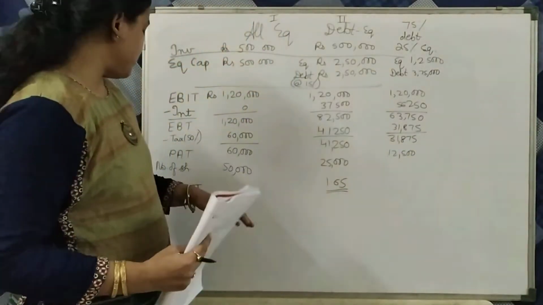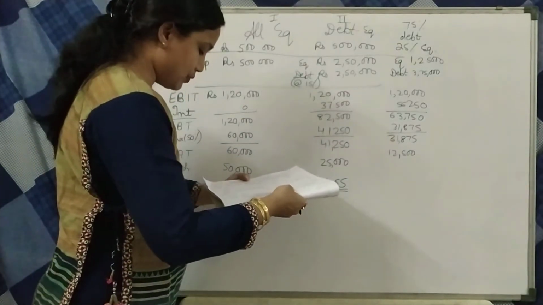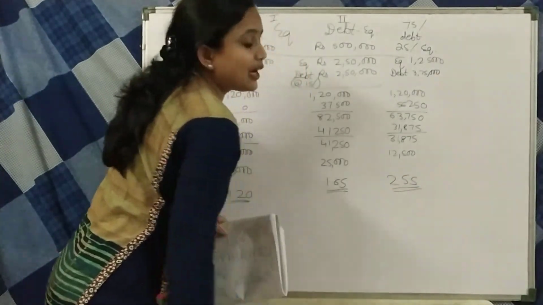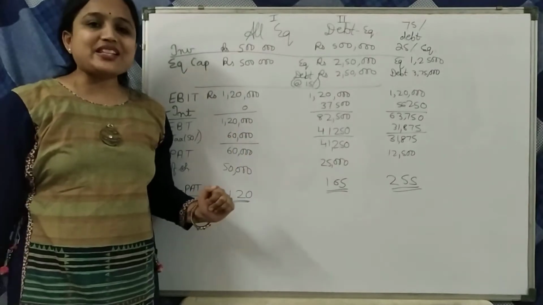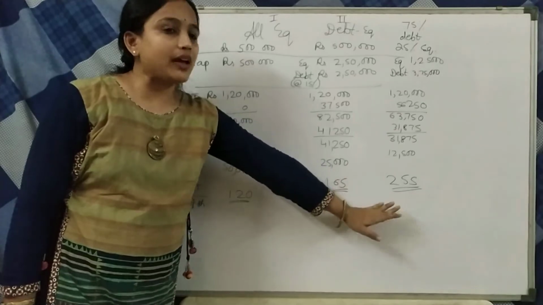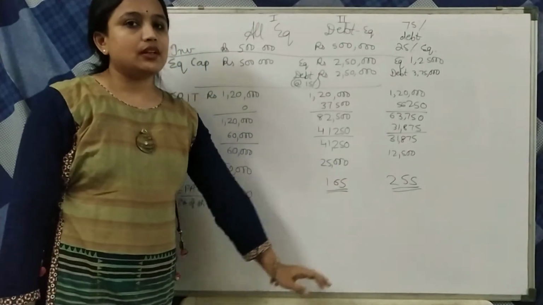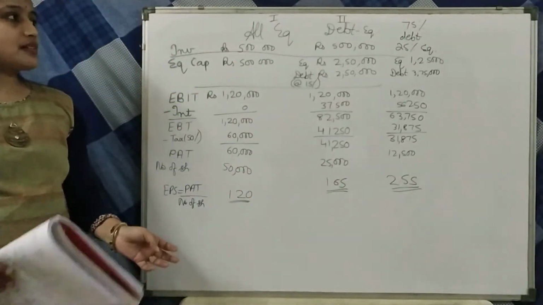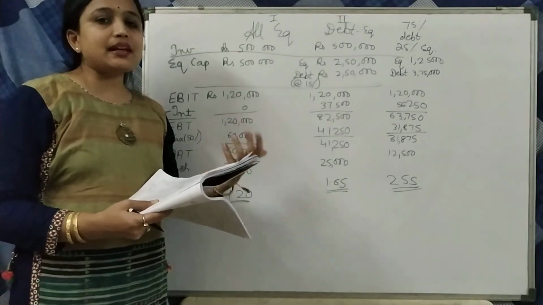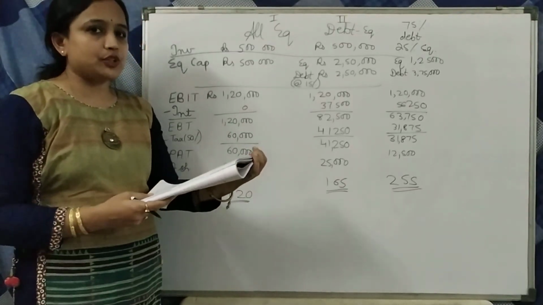So what is our EPS? 31,875 divided by 12,500, which comes to 2.55. Now, can you tell me which option is the best among the three for the shareholders? Here, this one. Why? Because it is giving the maximum wealth maximization to your shareholders. So this is EBIT and EPS. Now, in my next session, I'll be teaching you indifference point. We'll stop here for today. Thank you.